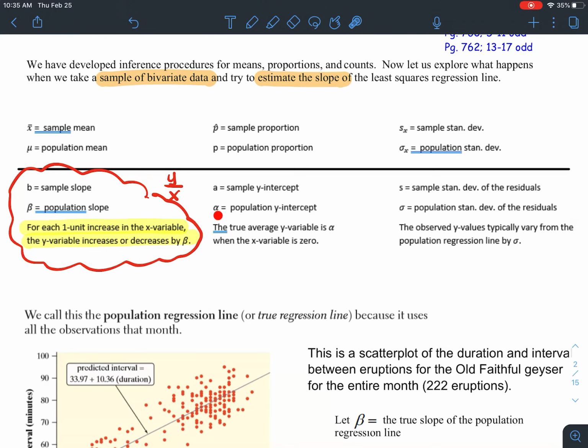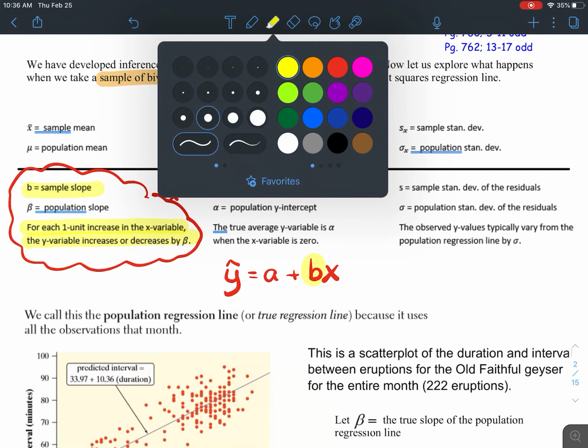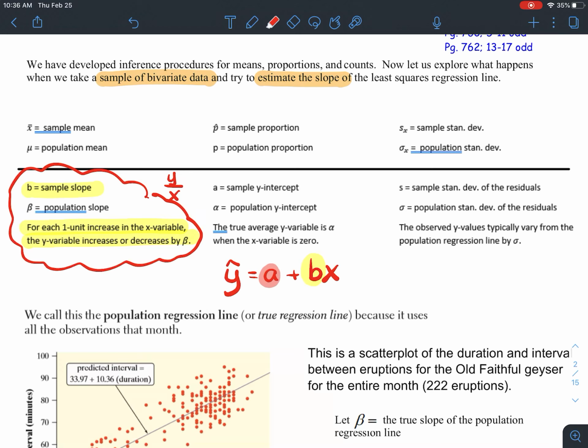Now, an alpha symbol is what we're using to represent the population y-intercept, if we had all the points in our scatter plot, and an a would be the sample y-intercept. If you were to look on your formula sheet, the very front of the formula sheet, this formula right here is given as our regression equation. I'm just drawing your attention to that because you can see they use a b for the slope, and then they use an a for your y-intercept.